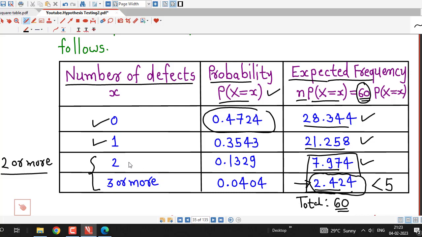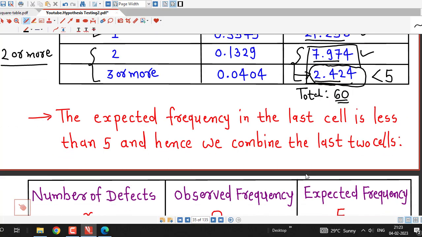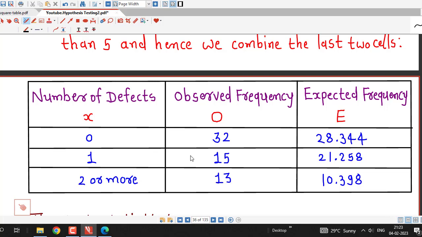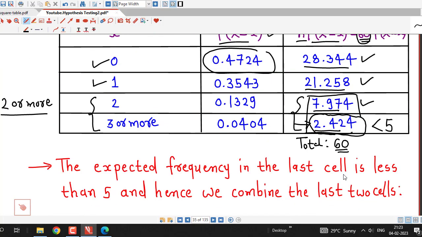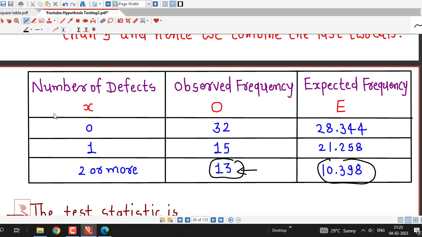Okay, we were here, and now I combine these last two cells, or last categories. So I have to take the addition of these two also, and I have written here after combining. I have combined the last observed frequencies also, which were 9 and 4. Their addition is written here, and this is the addition of these two expected frequencies, 7.974 and 2.424, and I have combined these two as 2 or more. So now we are going to use this table in the test statistic.